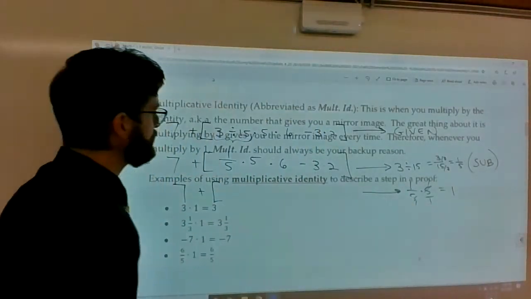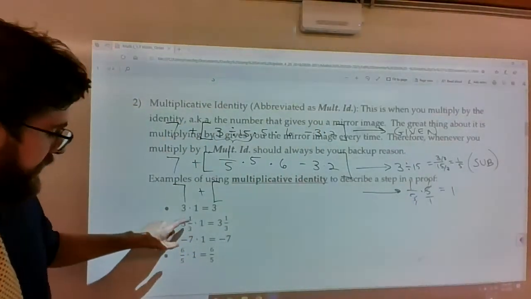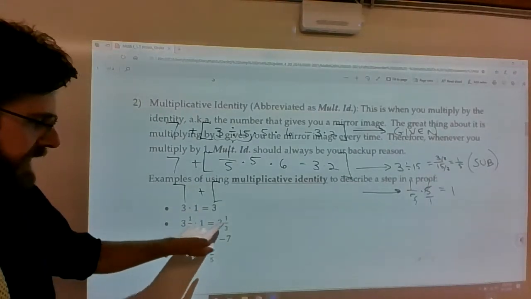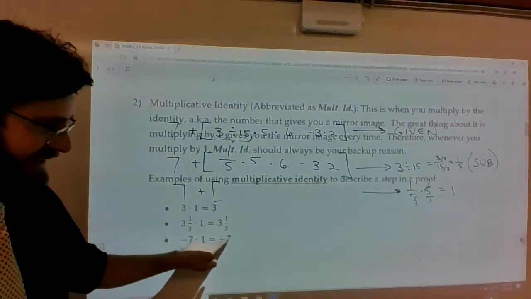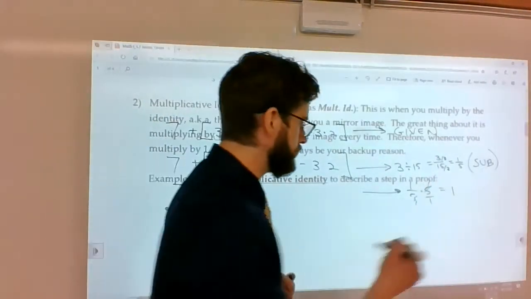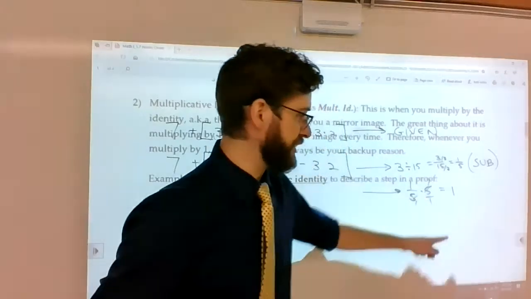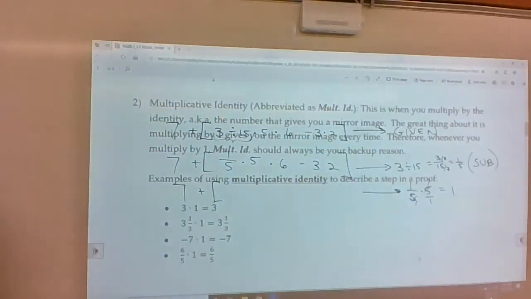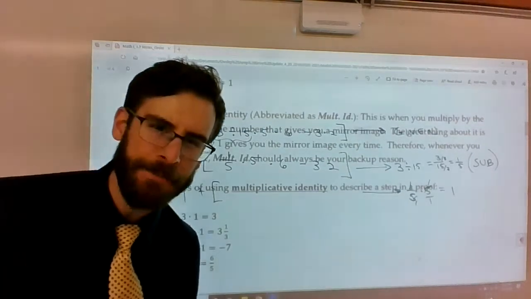It's not the multiplicative identity, because the multiplicative identity says multiply by 1, get itself. Here you didn't multiply by 1, and you didn't get yourself. So it ends up being the very first step. Sorry, I'm saying steps, I mean properties.